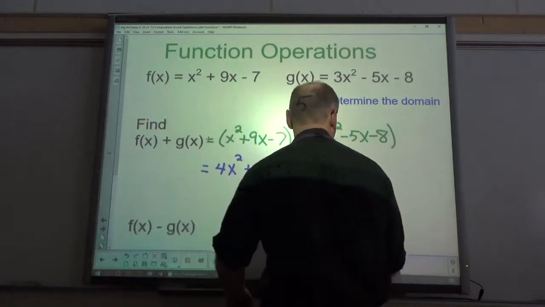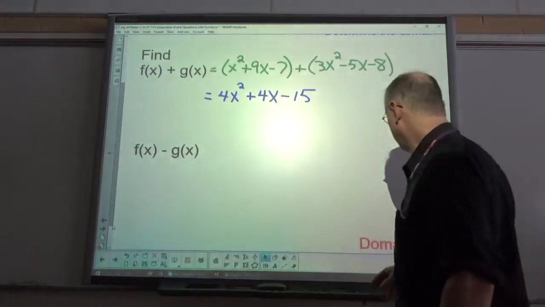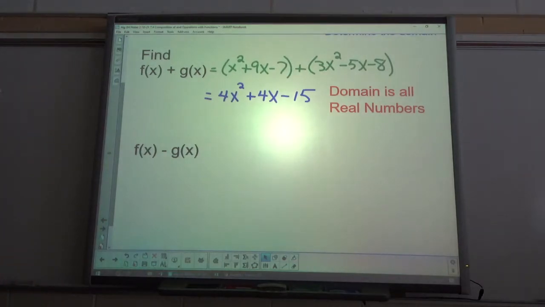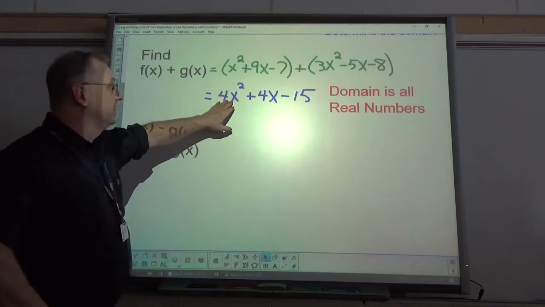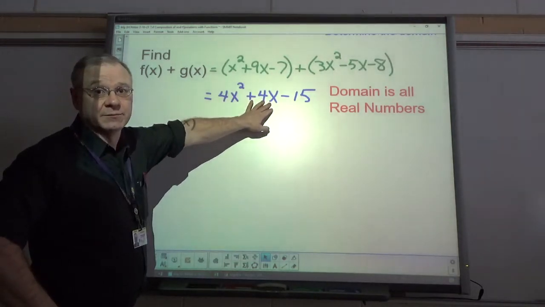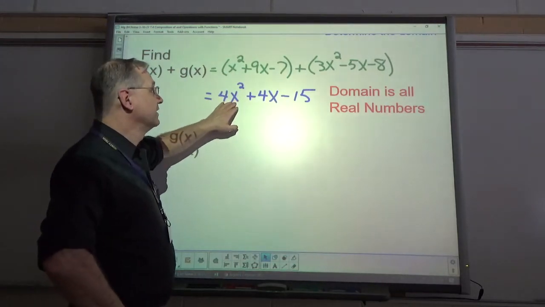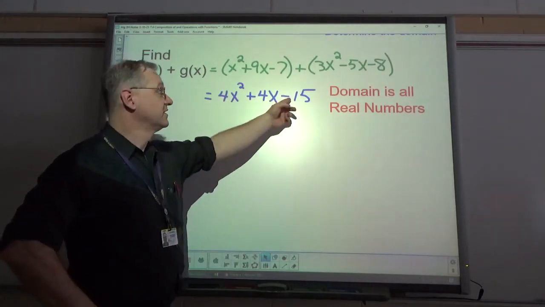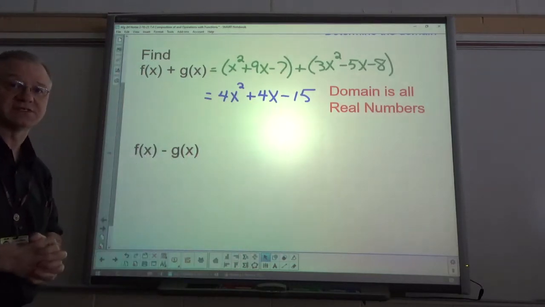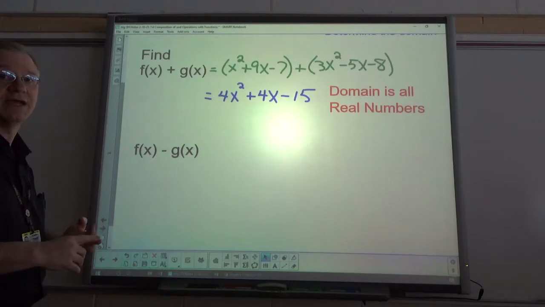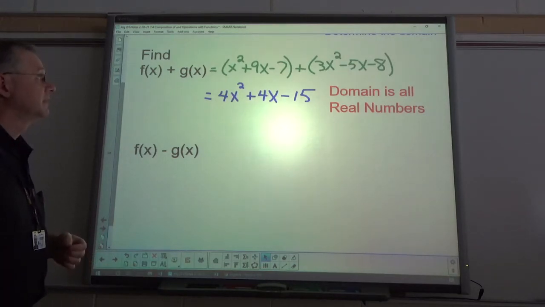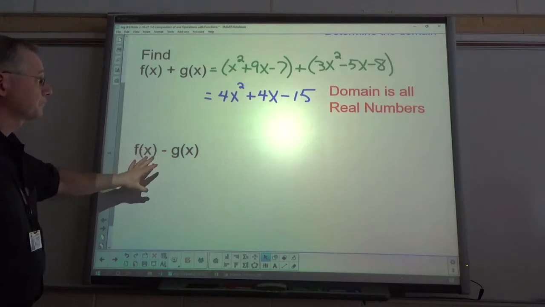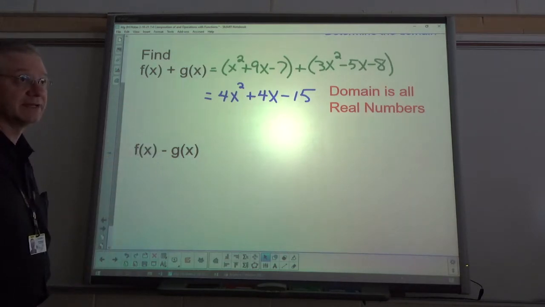Now, the domain of this, there are no restrictions here. So the domain is all real numbers. When you multiply 4 times a number, that's a real number, you get a real number. When you raise a real number to a power, in other words, multiply a real number times itself, you get a real number. When you add real numbers and subtract real numbers, you get real numbers. It's a closed system for multiplying, dividing, adding, and subtracting, with the only exception of you can't divide by 0. So, it's at least closed with multiplying, adding, and subtracting.